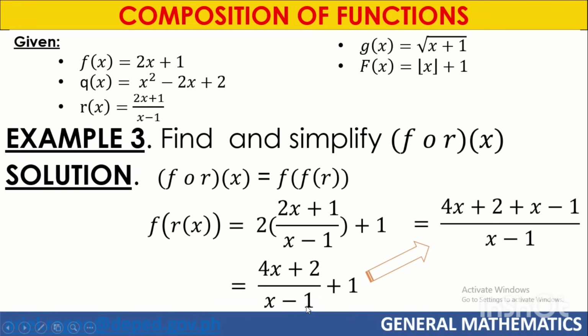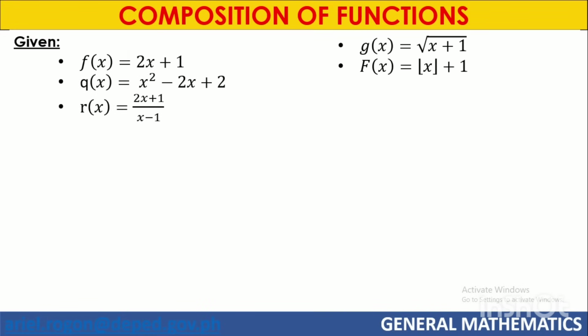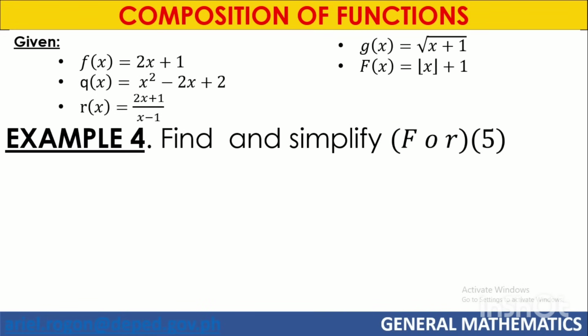So, maka-cancel sa x minus 1, may iwan si 4x plus 2. But, in the positive 1, multiply din natin kay x minus 1, that will be plus x minus 1. Okay, cross multiplication to plus ito all over the LCD. Pwede rin ganon. Cross multiplication plus 4x plus 2 all over x minus 1. So therefore, the final answer is 5x plus 1 over x minus 1. Okay.